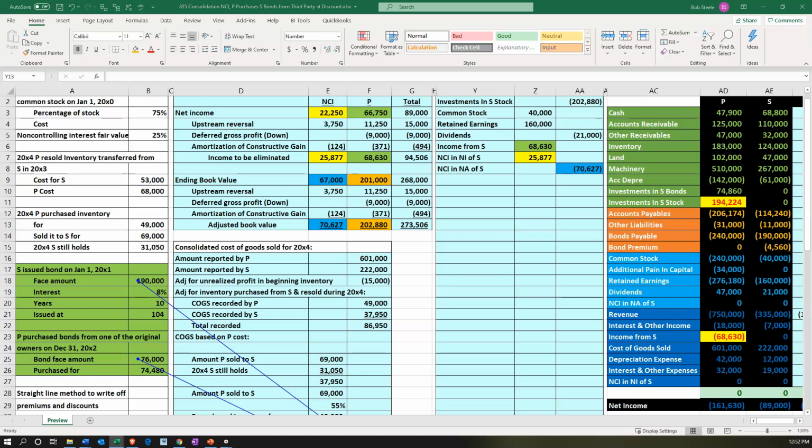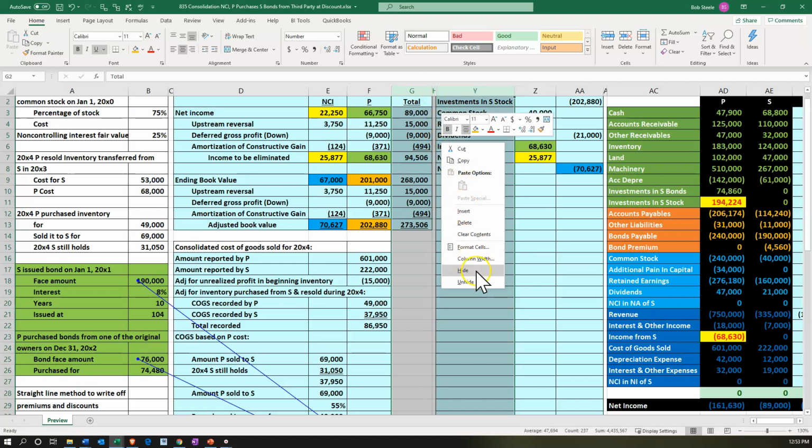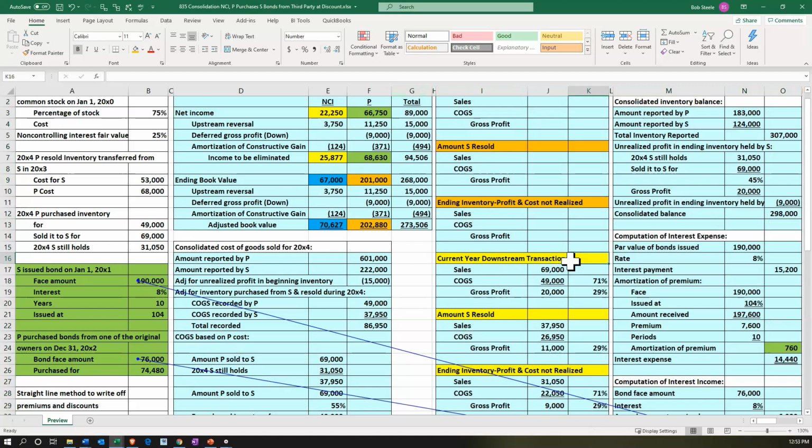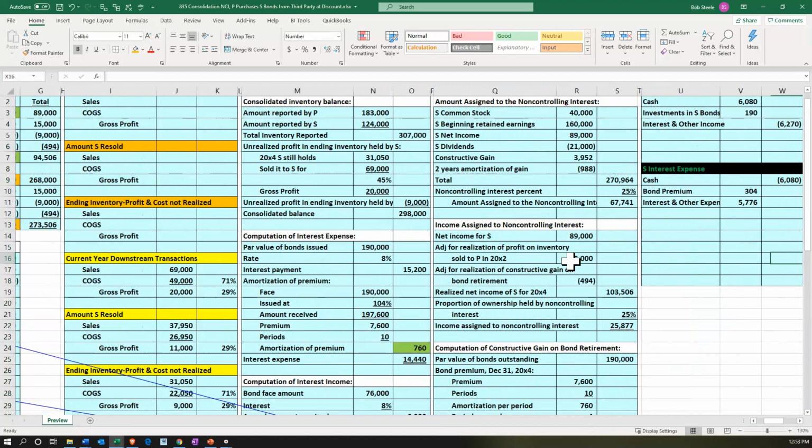Now let's do an entry related to the cost of goods sold. This has to do with some of the intercompany inventory transactions we had. So let's unhide some cells. I'm going to go from G to Y, and then I'm going to right click on the selected area and unhide. I just tried to say G to Y.